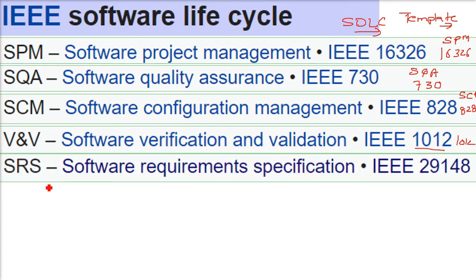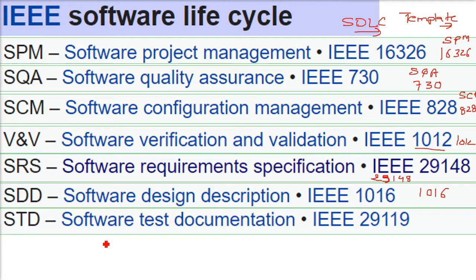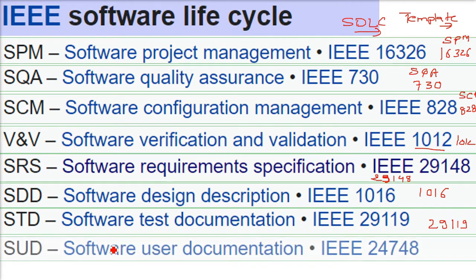Then SRS, Software Requirement Specification. The number has changed. It is IEEE 29148. Software Design Description is 1016. Software Test Documentation is IEEE 29119. And Software User Documentation is 24748.